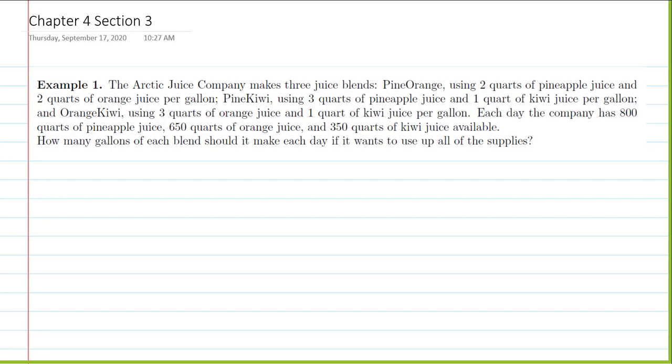So example 1, the Arctic Juice Company makes 3 juice blends, pine orange using 2 quarts pineapple juice and 2 quarts orange juice per gallon, pine kiwi using 3 quarts of pineapple and 1 quart of kiwi juice per gallon, and orange kiwi using 3 quarts of orange juice and 1 quart of kiwi juice per gallon. Each day, the company has 800 quarts of pineapple juice, 650 quarts of orange juice, and 350 quarts of kiwi juice available. How many gallons of each blend should it make each day if it wants to use up all of its supplies?